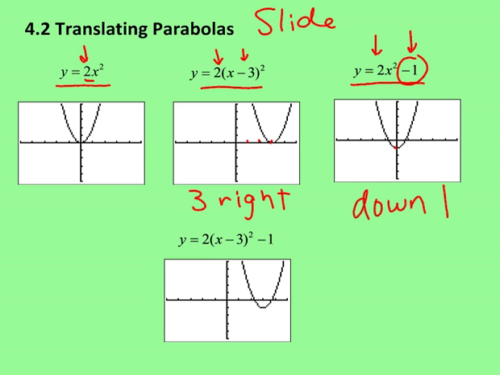The last parabola I showed you here has 2 different shifts. It has the minus 3 and the minus 1. And you'll see that one moved 3 to the right, 1, 2, 3, and down 1. So it had 2 shifts, 3 right and 1 down. All right, we'll talk about these more in class.